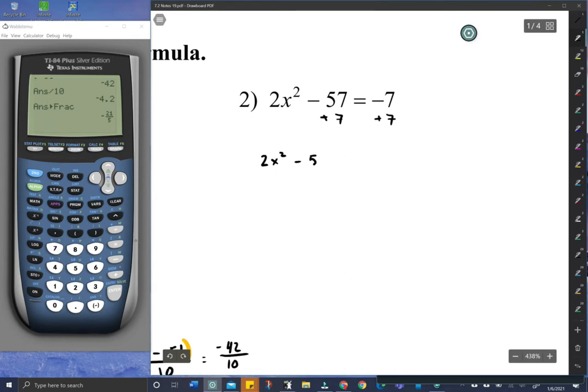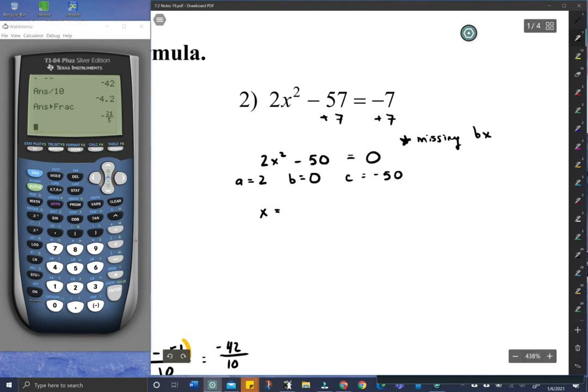Now we have some curveballs here. Let's label A, B, and C. A is going to be 2. B, notice we're missing an x term. So missing bx, which means we're going to let b equal 0. And C is going to be negative 50. Okay, it doesn't really throw much off, but when we substitute into our formula, we'll just see what happens here. So set equal to 0, A, B, and C, and then we'll start to plug everything in.